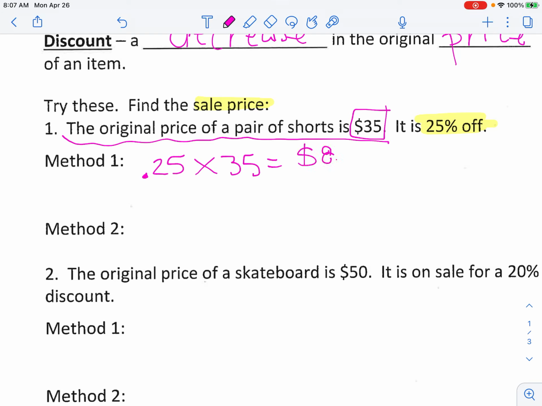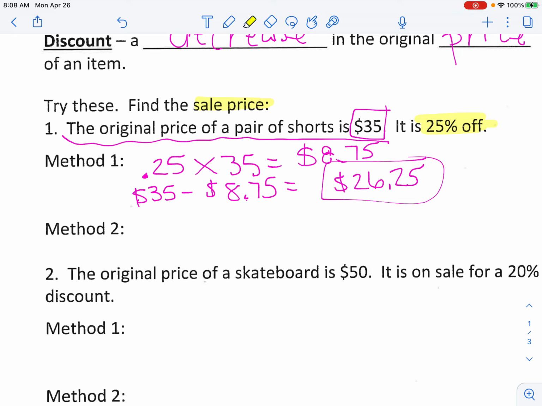In this problem, that would mean $8.75. This is the discount. That's not the sale price. To find the sale price, you're going to take the original price of your shoes and you're going to subtract the discount of $8.75. If you solve that on your calculator, it says $26.25. That would be your final answer. The sale price of the shoes is now $26.25.